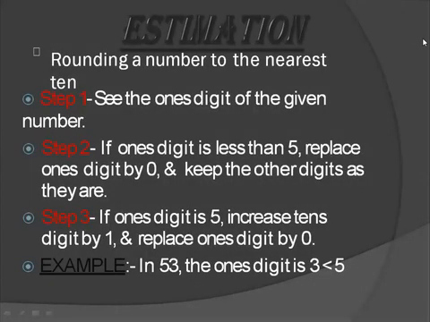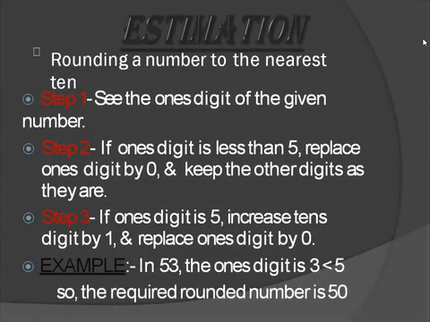Again here you have example 3. Third step, what you should do: if the ones digit is 5 or more, increase the tens digit by 1 and replace the ones digit by 0. Here, 53: the ones digit is 3, which is less than 5, so the required number will be rounded to 50. Okay. Next, see.